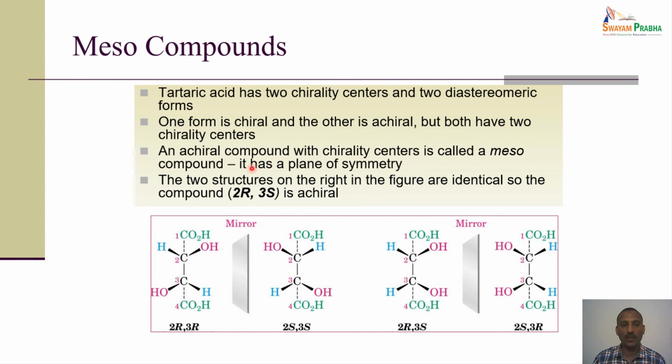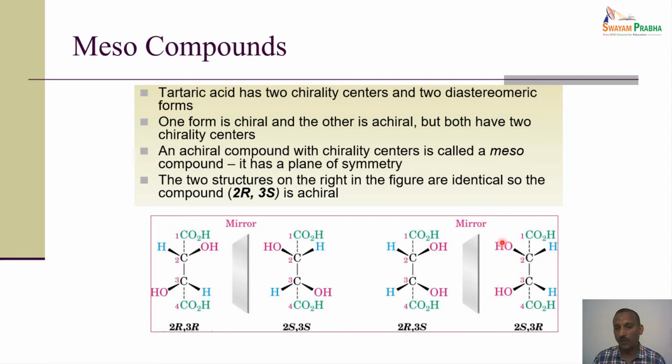So here is the example of tartaric acid. There is a mirror image relationship between these two. So we have 2R, 3R and 2S, 3S. So these two are enantiomers. We also have 2R, 3S and 2S, 3R. So we have another set of enantiomers. Now, if you look at the two structures on the right, they are actually identical, because if I just rotate the molecule and place it on this one, it becomes exactly the same molecule. If I rotate here, I may not be in a position to place the same compound. So these two are basically enantiomers, but this other one has a mirror plane in between.